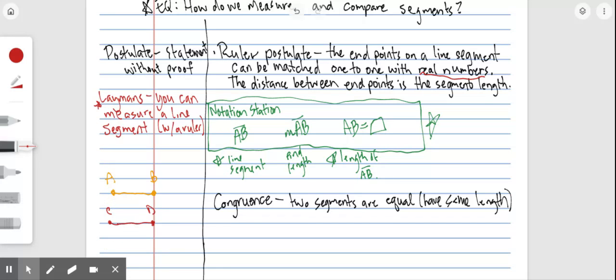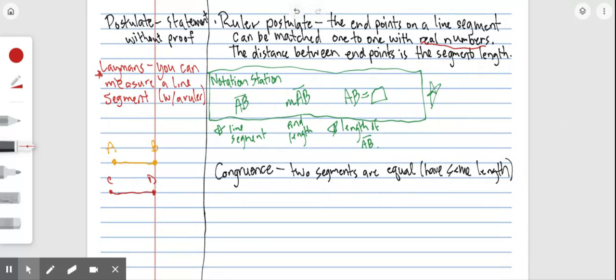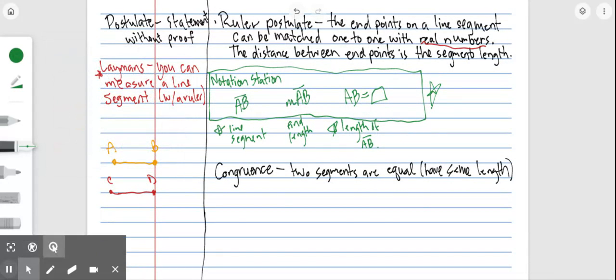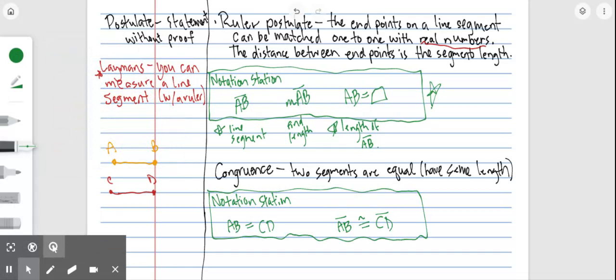So we're going to do another notation station for this one because we have to know how to write congruence. So, all right, so I've got AB is equal to CD. This means their lengths are equal. And then I have AB, the line segment, is congruent to CD, the line segment, which means that the line segments are congruent.